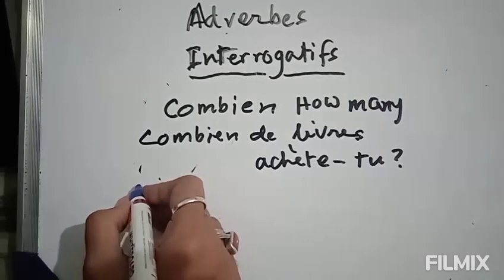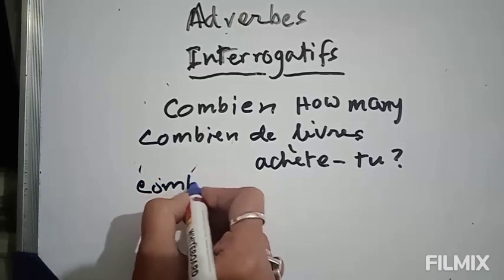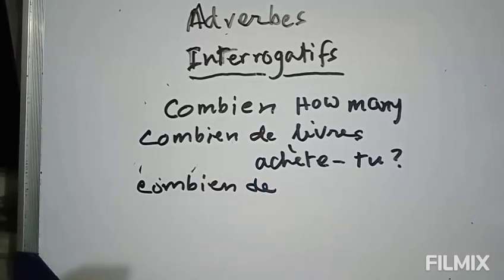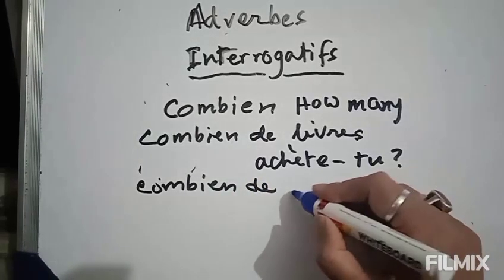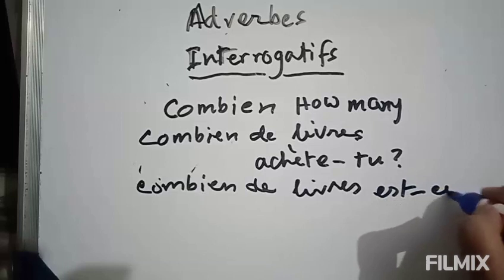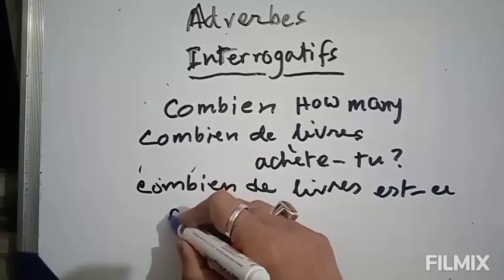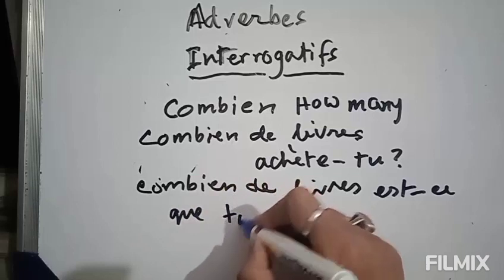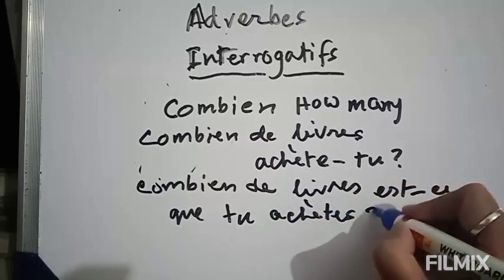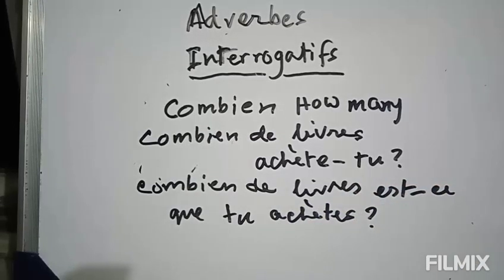And another way, the same interrogation you can use: combien de livres est-ce que tu achètes? Combien de livres est-ce que tu achètes? The same meaning. How many books do you buy? Any one you can use. The meaning is the same in both sentences.